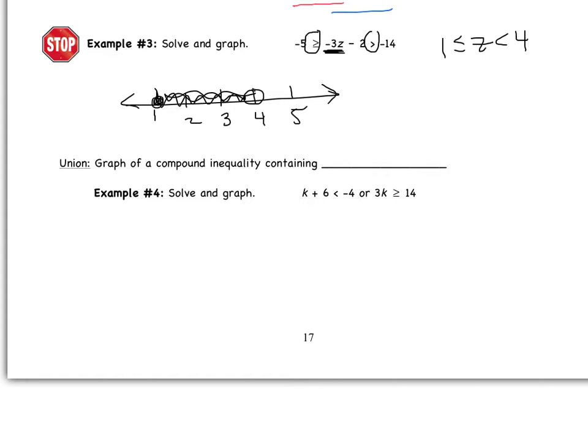Okay, so hopefully you got that one right. If not, take a minute to go back and see if you can find your mistake. If you can't, bring a question to class tomorrow, please.